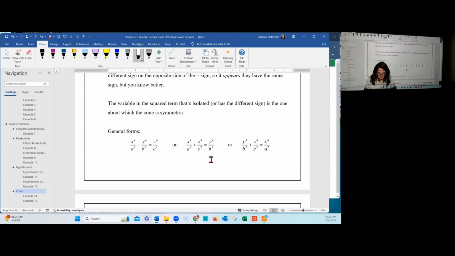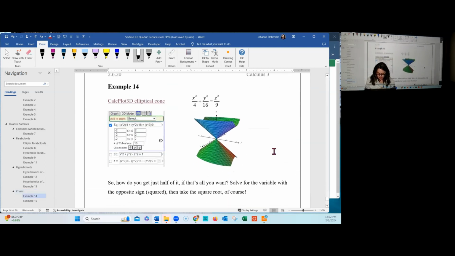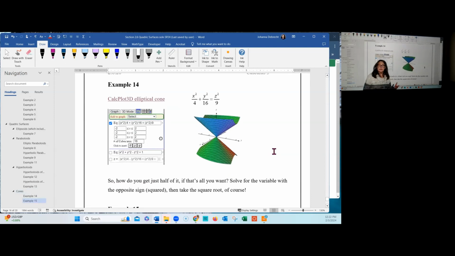So let's take a look at what these look like when we go to graph them. Here's one. Now keep in mind that the cones don't have to be based on a circle. They can be based on an ellipse. And this is an example of an elliptical cone that you see right here. You've got x squared over 4 plus y squared over 16 equals z squared over 9. It's got to be symmetric about z because z is isolated. And in that case, that means if you want to see the trace in the xy plane, you need to specify at what level of z, and it's going to give you ellipses of different sizes.